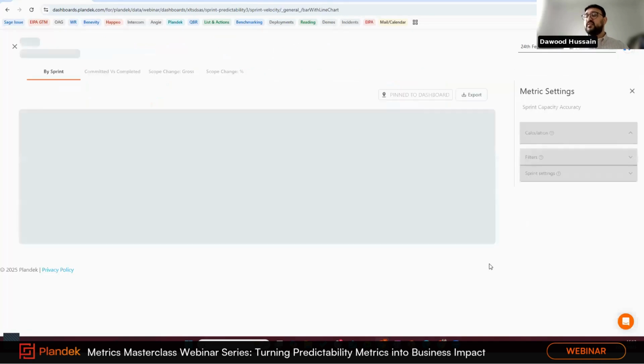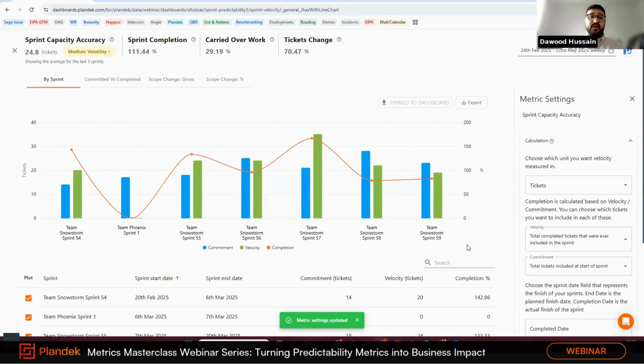So if I do it for the last five, the metric will update, and it might take a second or two. But a high volatility score essentially means that your velocity is changing a lot between the sprints, and that makes it harder to plan and forecast. A low volatility score suggests stable and predictable throughput. We know how many story points, how many tickets you're completing sprint by sprint, and that means you can actually plan towards when your deliverable is going to be complete and delivered.